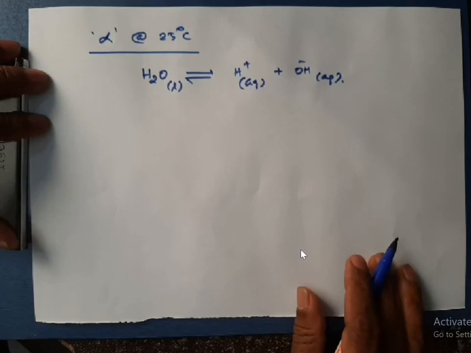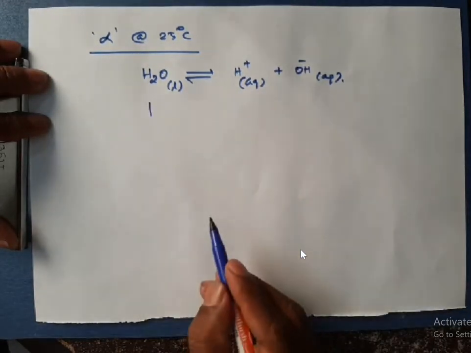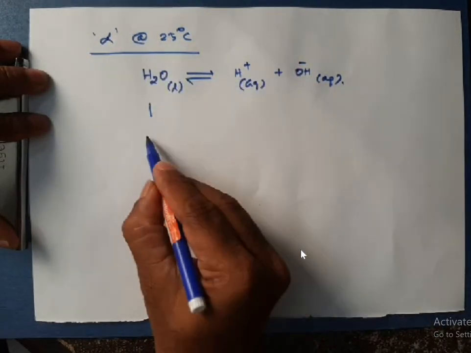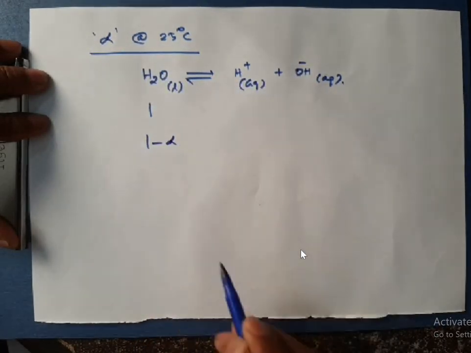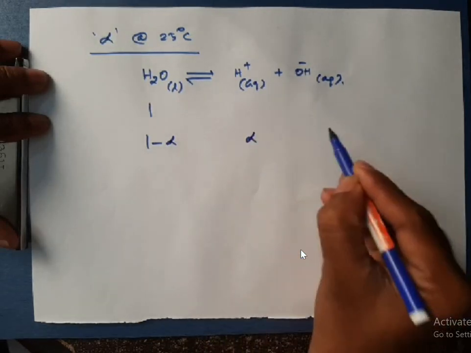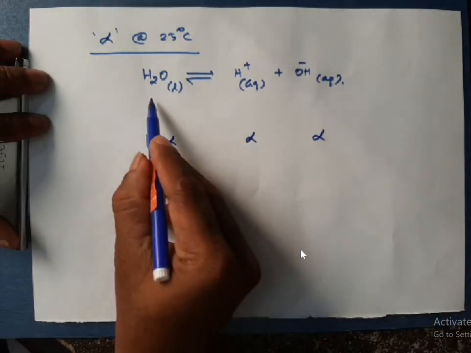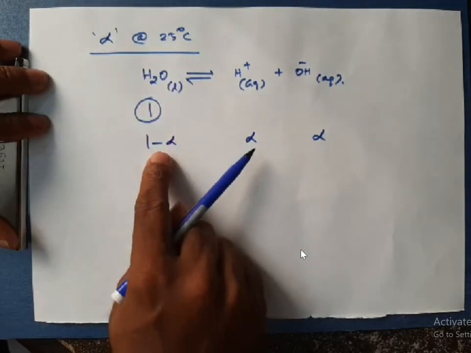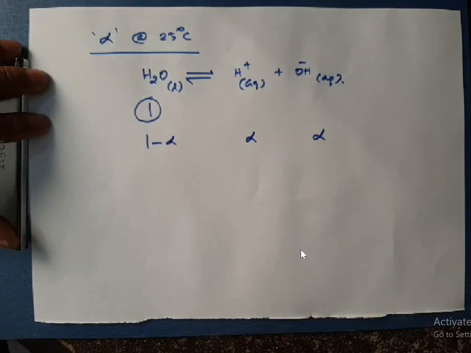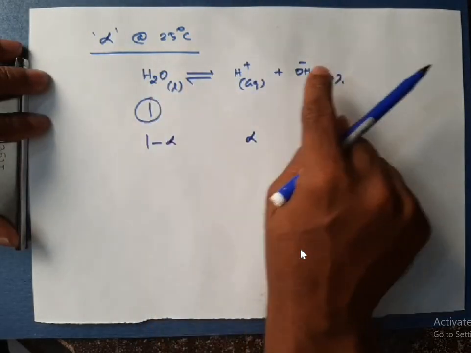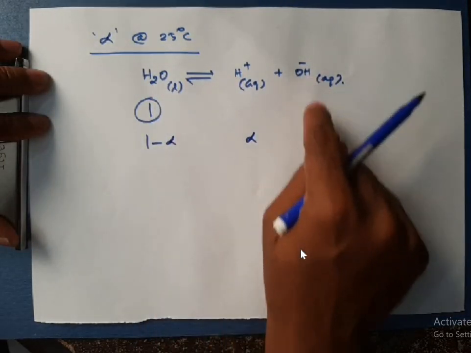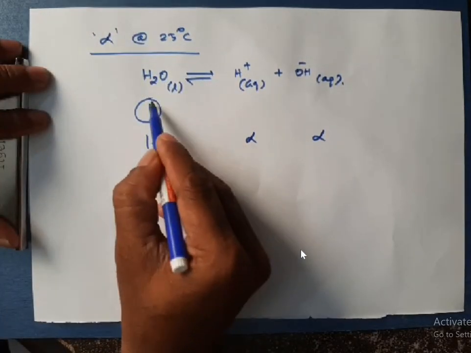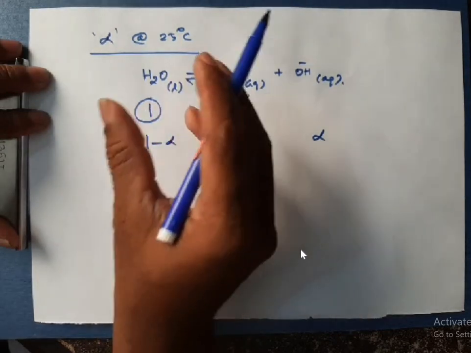Suppose if we take 1 mole initially, let us assume that from 1 mole alpha mole dissociate. So you will have 1 minus alpha mole remaining, and here we will get alpha mole, here we will get alpha mole. So initially I am taking 1 mole of water, and from 1 mole let us assume that alpha mole is dissociating. So if alpha mole of water molecule dissociate, I will get alpha mole of H plus and alpha mole of OH minus.